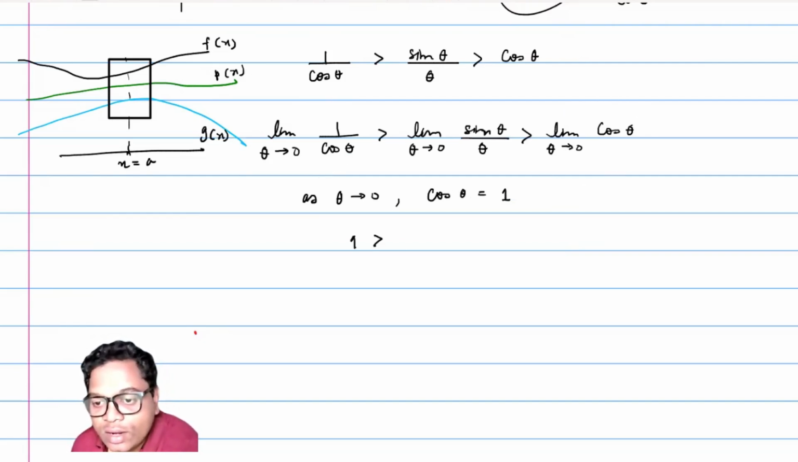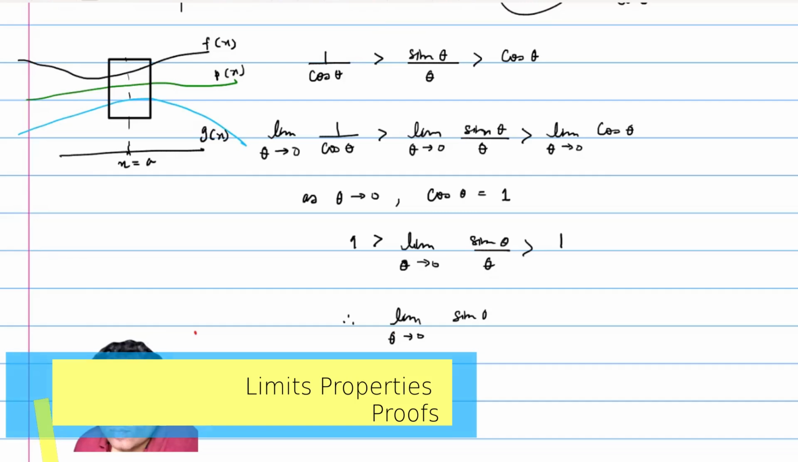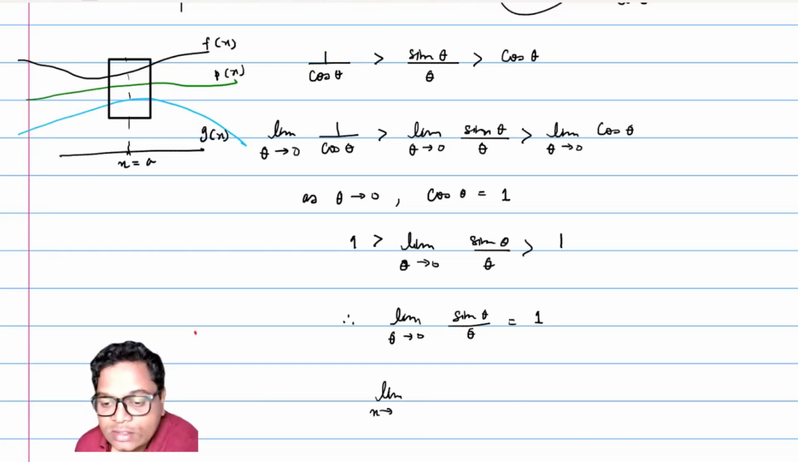So we have 1 greater than or equal to limit theta tends to 0, sine theta over theta, and this is also 1. So therefore, by applying the squeeze theorem or the sandwich theorem, we get limit theta tends to 0 of sine theta upon theta as 1. Okay, so writing the result here again, limit x tends to 0, sine x over x is 1.